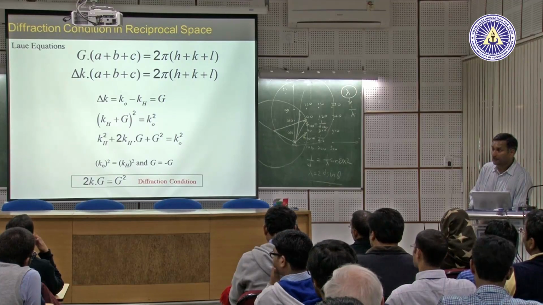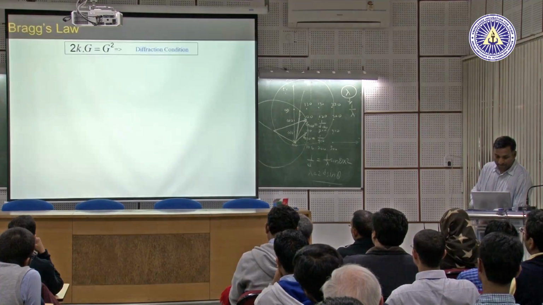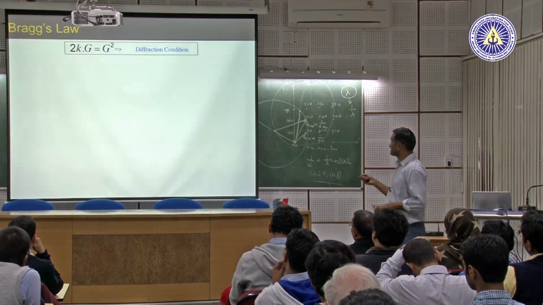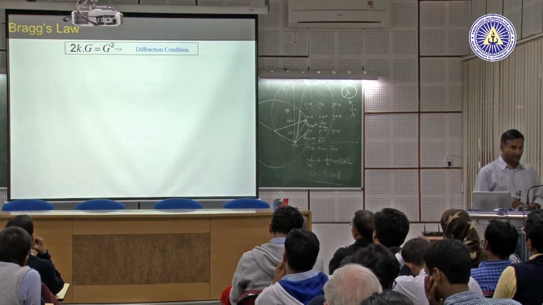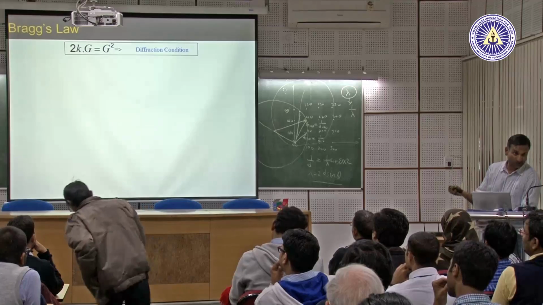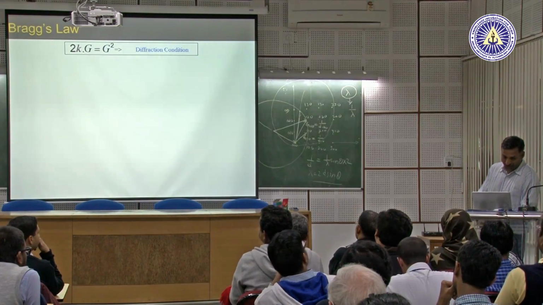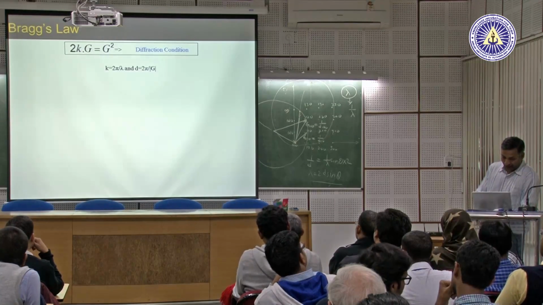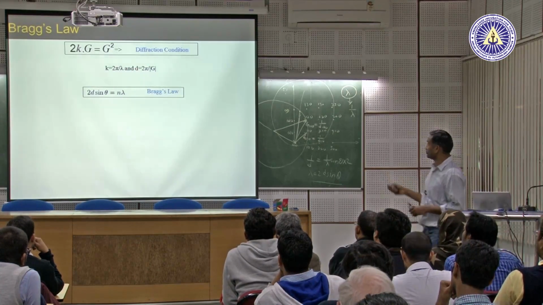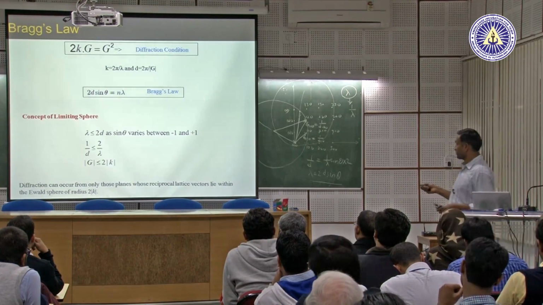So what is the limiting sphere? I'll come to that. So we can say that the diffraction condition can be written in various forms. One is lambda is equal to 2d sine theta, another is delta k is equal to g, which is in the vector space or reciprocal space, or 2k dot g is equal to g square. We know that k is equal to 2 pi by lambda and d is equal to 2 pi by g, and again this boils down to Bragg's law.